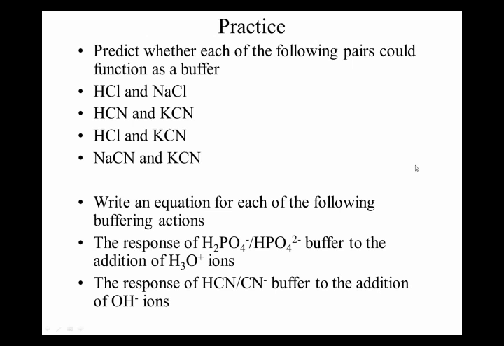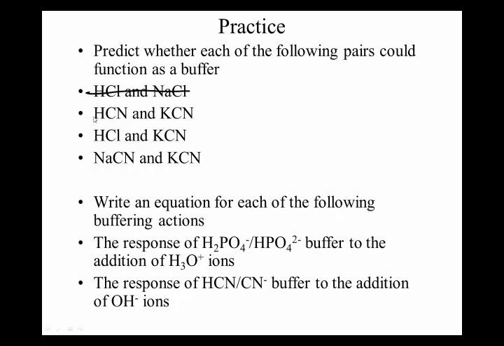First things first: HCl and NaCl. What criteria does a system have to have in order to be a buffer? It has to be a weak acid and its conjugate base. Well, if the sodium chloride dissociates, we have chloride, and that is definitely the conjugate base of HCl, but there's another problem. HCl is a strong acid, so this is not a buffer.